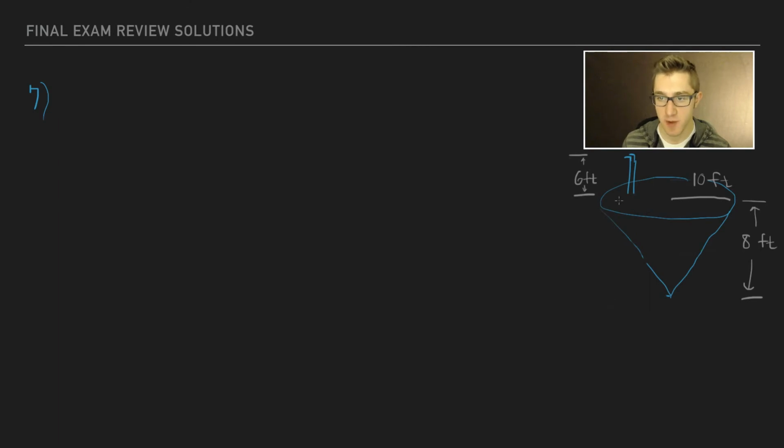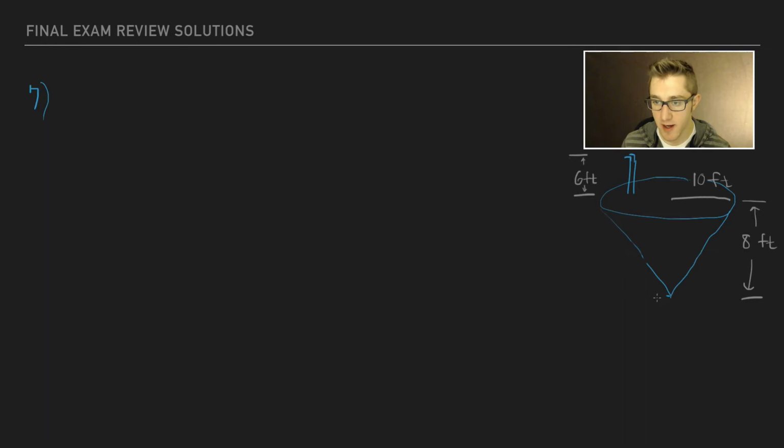Here's problem 7. The setup is we have a cone filled with water. Its height is 8 feet, and its diameter is 20 feet, so its radius is 10. And we're pumping all of the water from the cone up to the top of the cone, and then up an additional 6 feet. You can imagine it's out some pipe at the top.